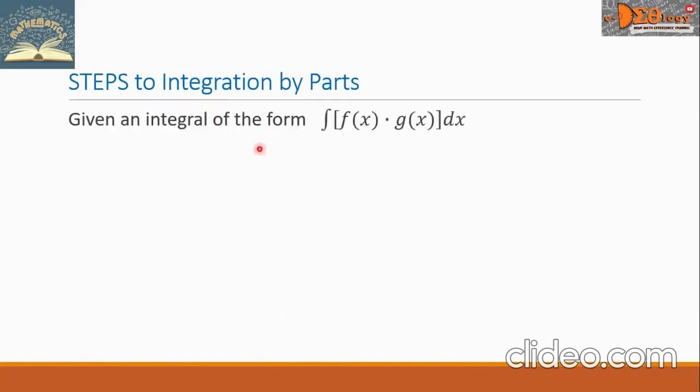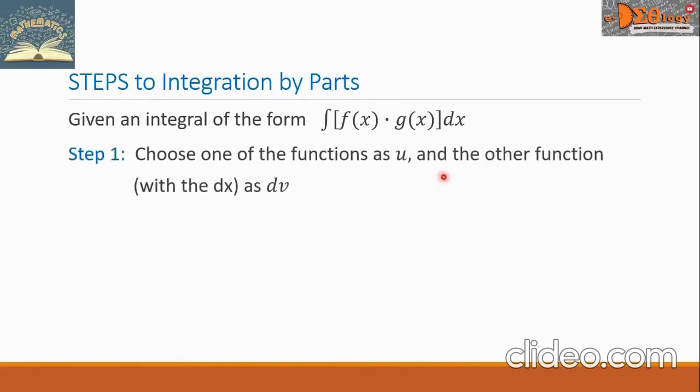Next, we will study how to use the formula. Given an integral of the form, the integral of the product of two functions f of x times g of x dx. Step 1 is we will choose one of the functions as variable u and then the other function with the dx as dv. Thus translating the integral into the form integral of u dv.